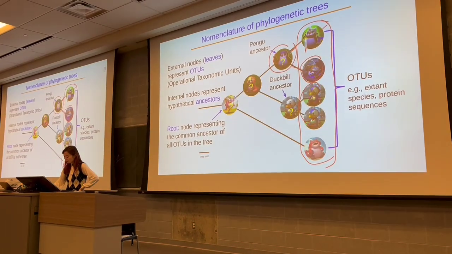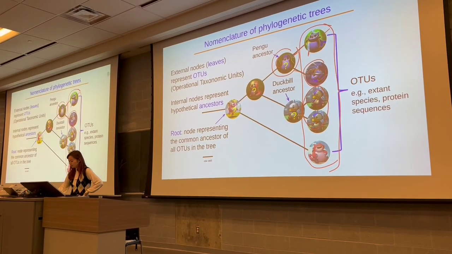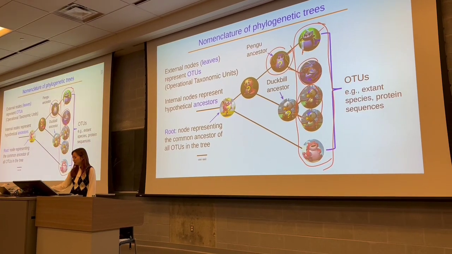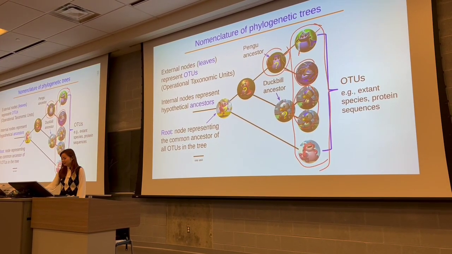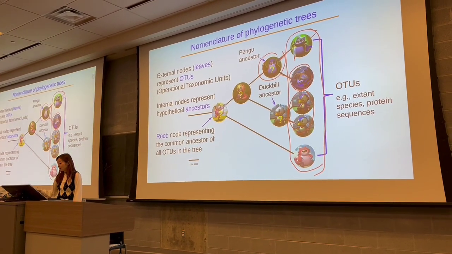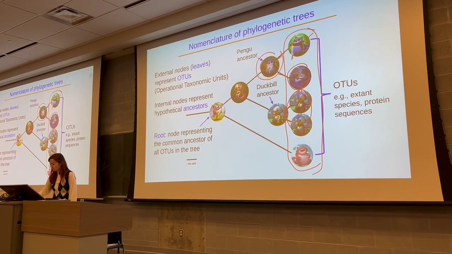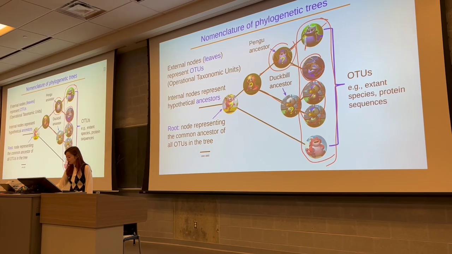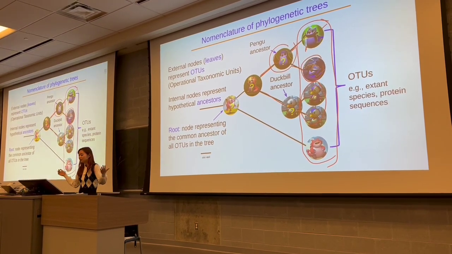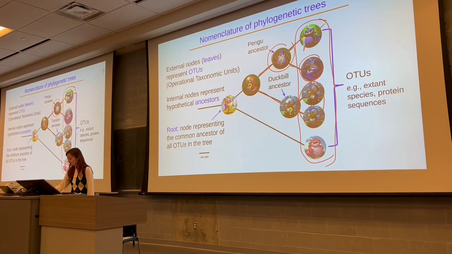Likewise, we have duckbills here, right? They also supposedly have a common ancestor. Maybe this white duckbill is the ancestor to the purple and blue duckbills. And then if you go back farther into the tree, towards the root, maybe duckbills and penguins, they're both bird things, they both have wings, right? So they probably share a common ancestor.